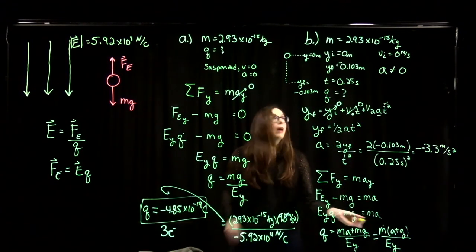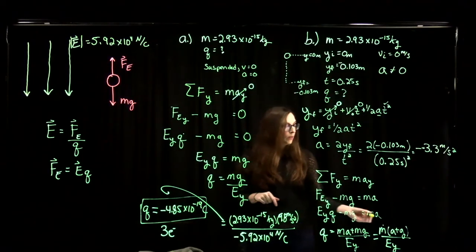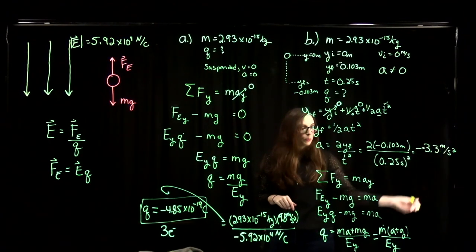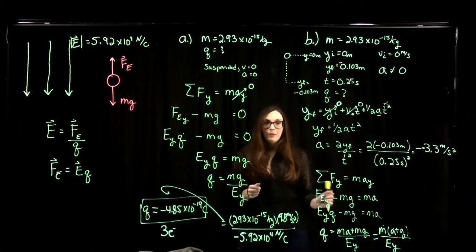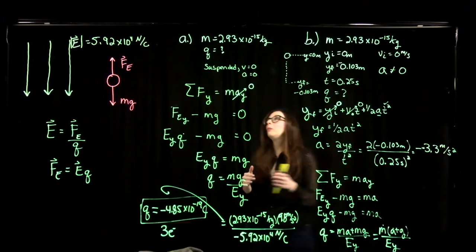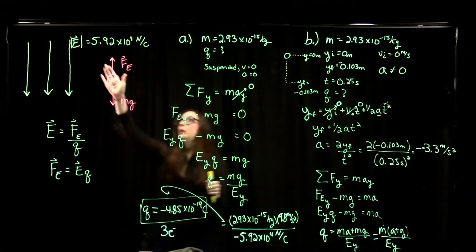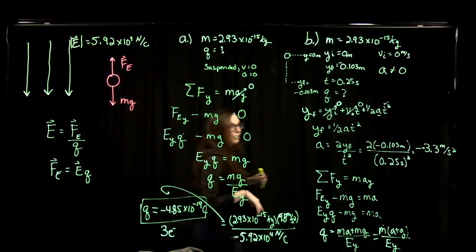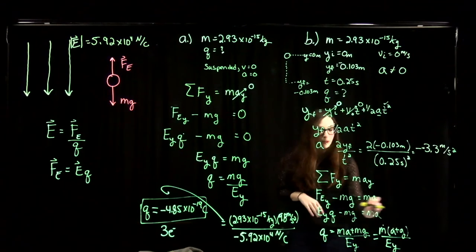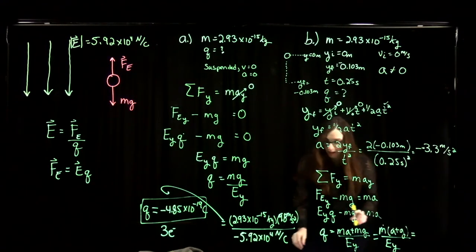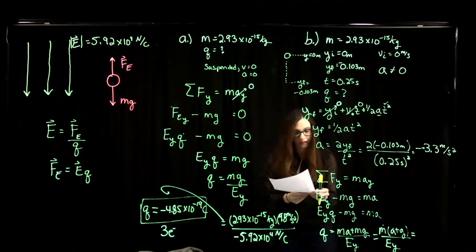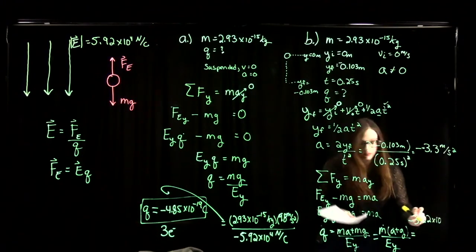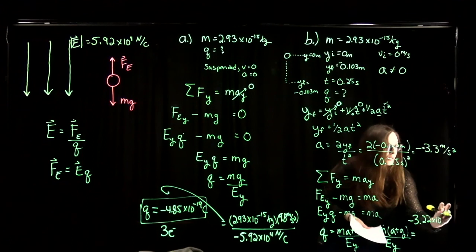Okay, we plug in the mass of our oil droplet. We've got the acceleration of its motion, minus 3.3 meters per second squared, plus g, 9.8 meters per second squared, and we divide it by the y component of the electric field. Now our y component of the electric field, because it's pointing downward, is minus 5.92 times 10 to the 4 newtons per coulomb. So we plug all that in. This time, the charge on our oil droplet is minus 3.22 times 10 to the minus 19 coulombs.